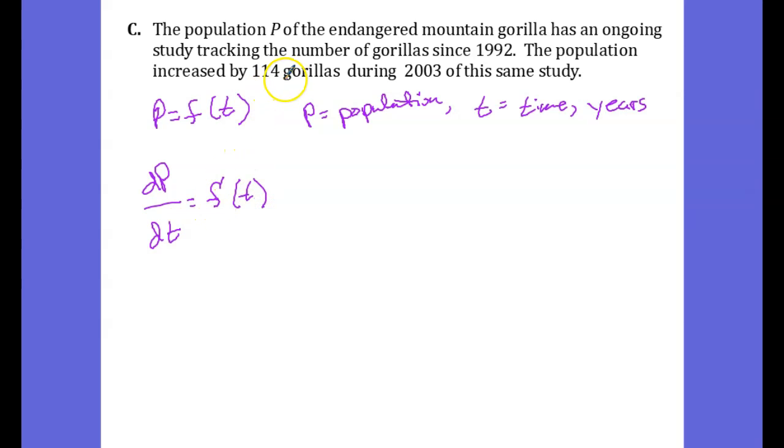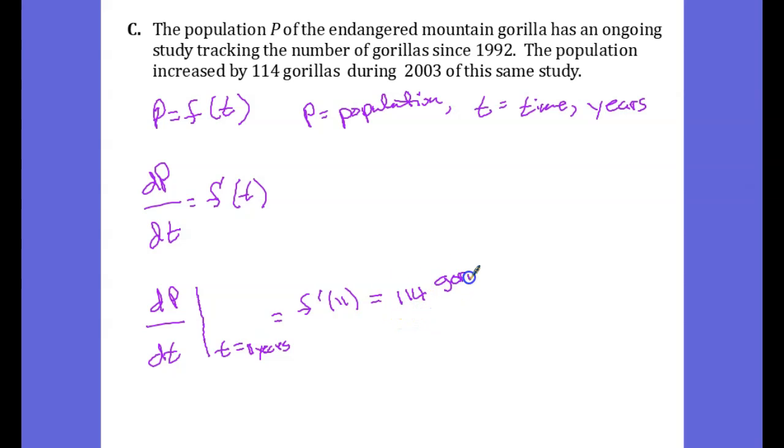This was a particular growth rate that occurred during 2003. And so what that means is that we're evaluating this rate of change for population at a particular value of t, the number of years that have elapsed since the beginning of the study. And so in this case, t would be 11 years. This is equal to F prime of 11. The population grew, so it is a positive rate of change, and the units would be gorillas per year.